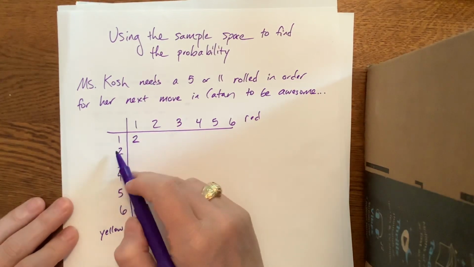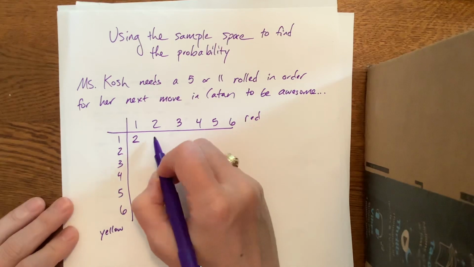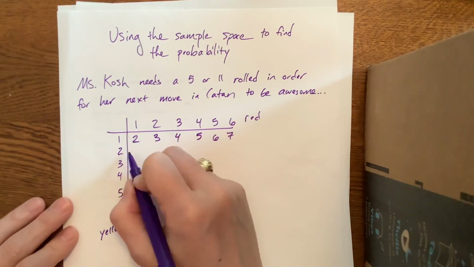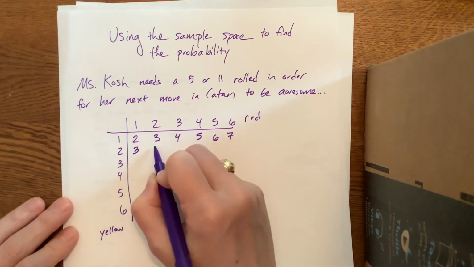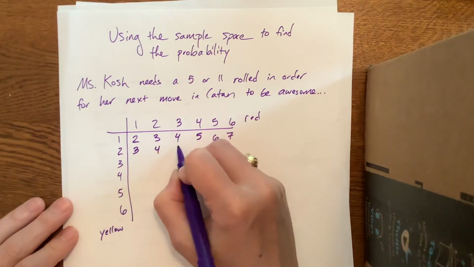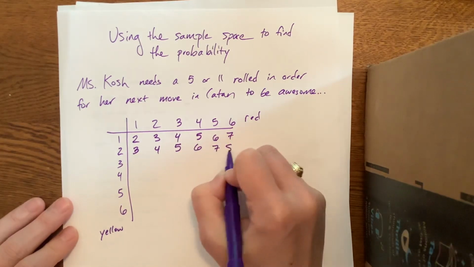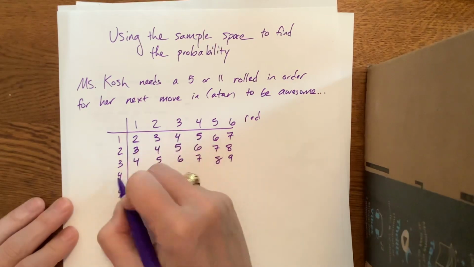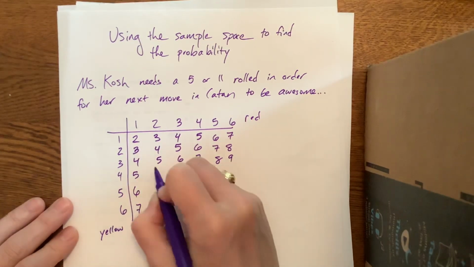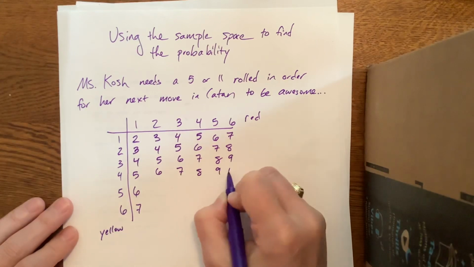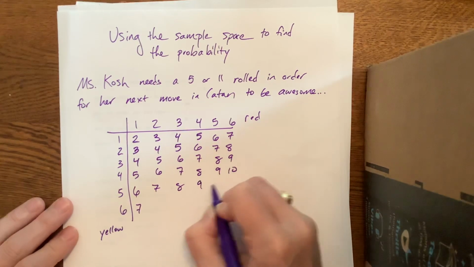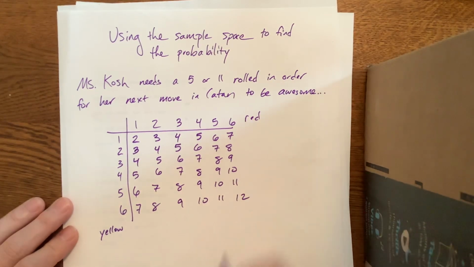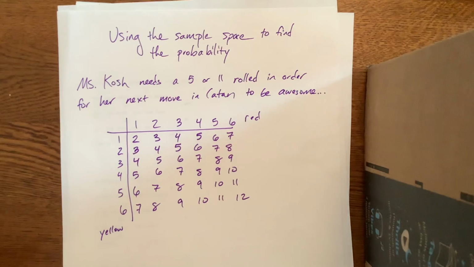If you get a 1 on the yellow and a 2 on the red, that's 3, and 2 plus 2 is 4. And then this becomes 4, 5, 6, 7, 8, 9. 1 is 5, this is 6, this is 7. 6, 7, 8, 9, 10, 7, 8, 9, 10, 11, 8, 9, 10, 11, and 12.